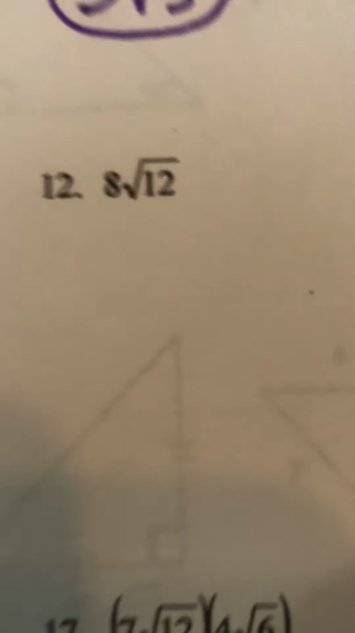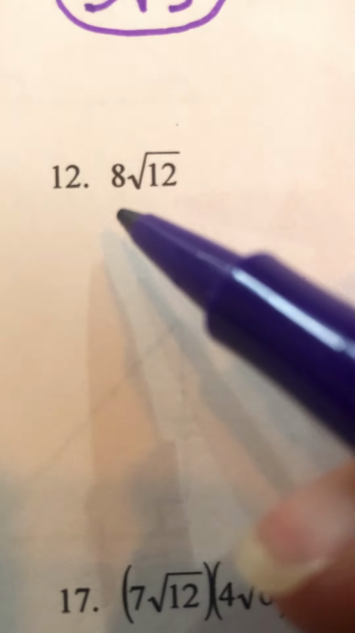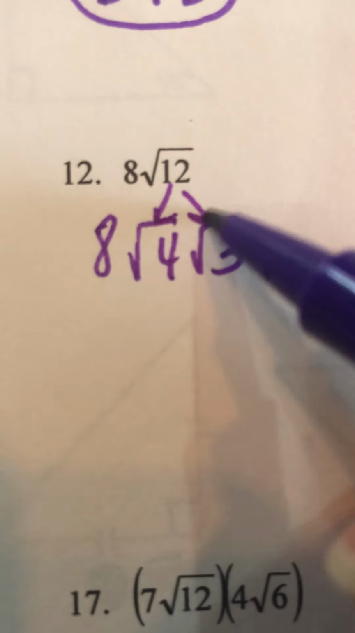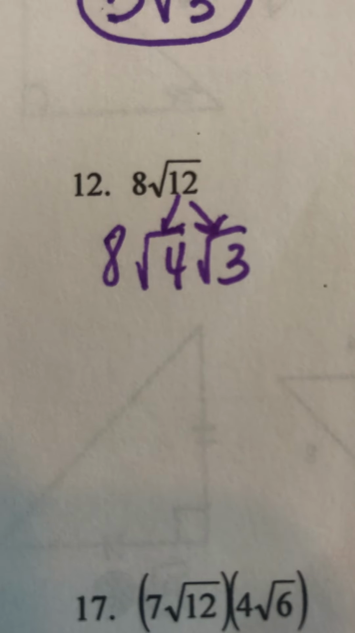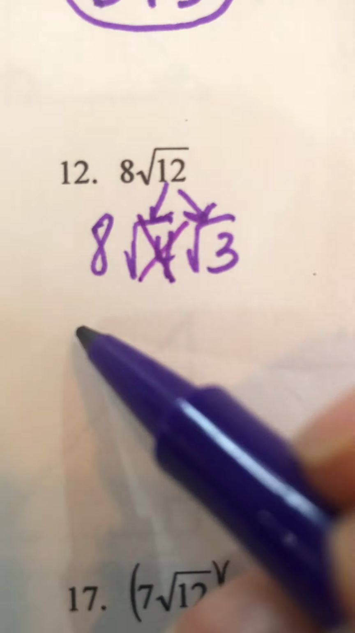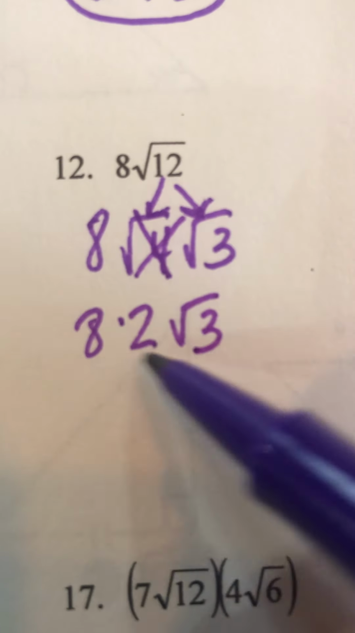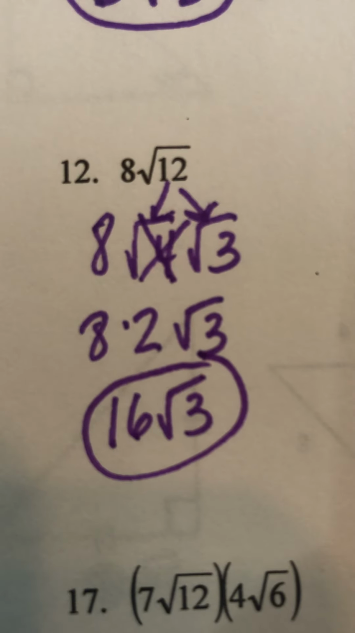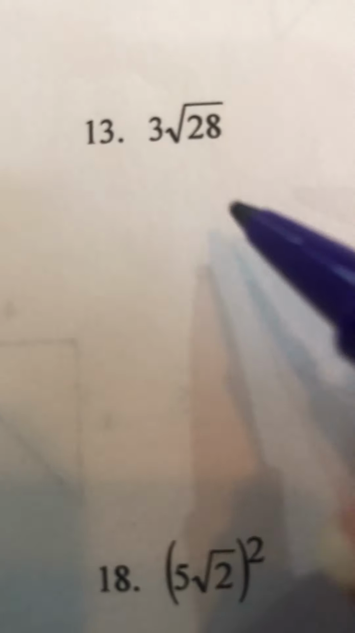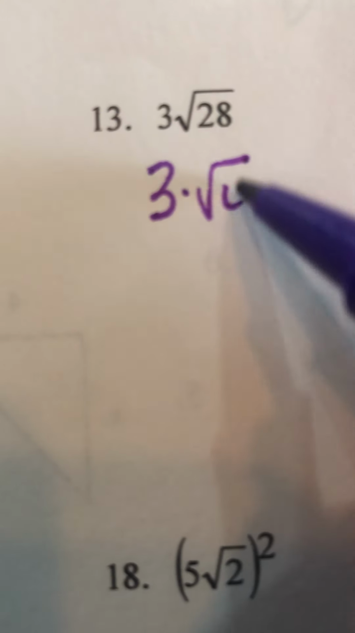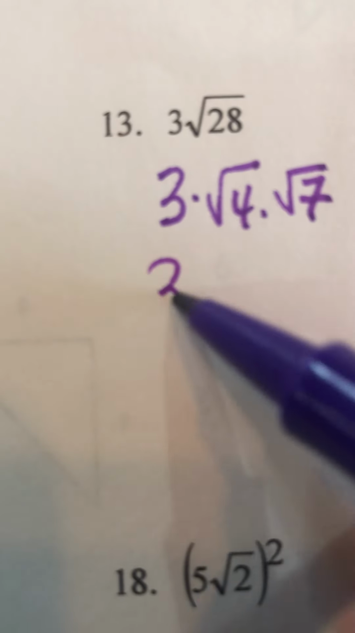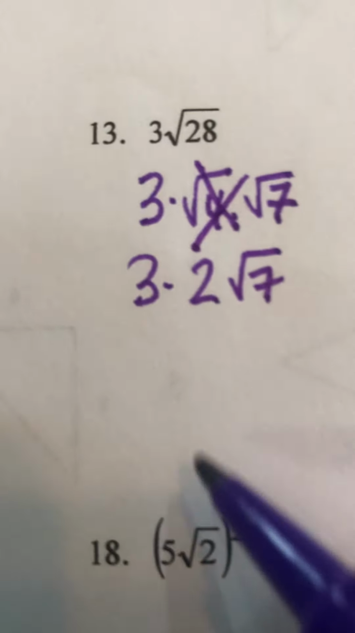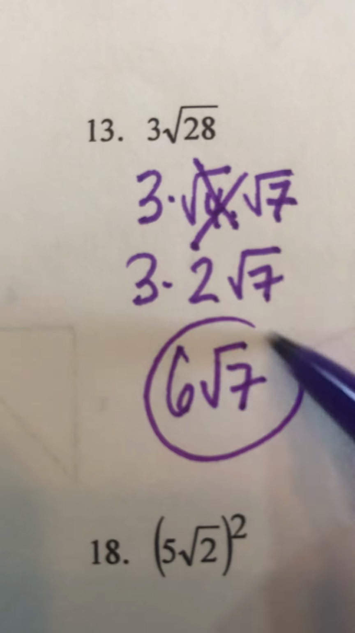Now it starts to get a smidge harder here where we put a number in front. 8 root 12. Well, it's fine. You're still going to break down the square root of 12, root 4, root 3. You're still going to say, well, the square root of 4 is 2. And then just at the end, you're going to multiply in that 8, 16 root 3. Same thing for the next one, 3 root 28. The 3 is just going to hang out for a second. Square root of 28 is square root of 4 times square root of 7. The square root of 4 is 2, and 3 times 2 is 6.